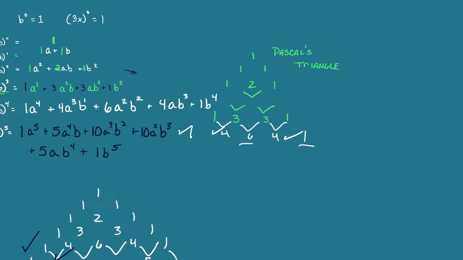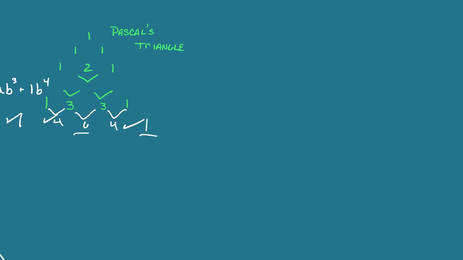Now, unfortunately, it's not always that easy, and let me show you what I mean by that. Let's do a cubic binomial. So let's say I've got 2x plus 3, and I want to cube it.